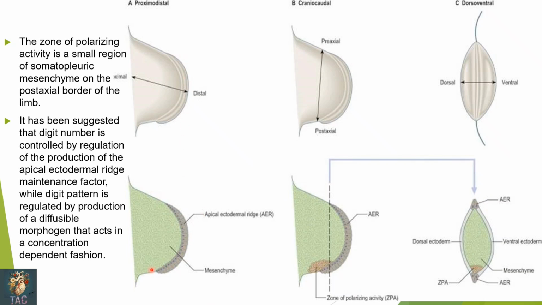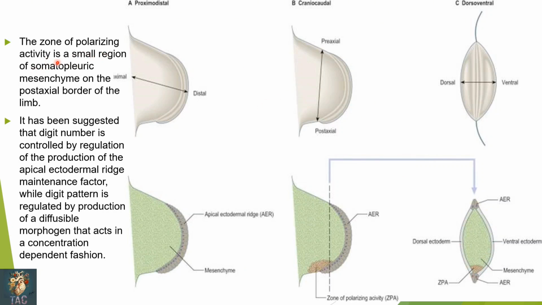Another important thing which you can see over here is the zone of polarizing activity. These are the cells which are present at the post-axial border, the very important cells which maintain the anteroposterior axis, craniocaudal axis of the limb development, and also maintain the number of the digits and development of the thumb. Then the dorsoventral axis, also called the anteroposterior axis, is formed, and the surface ectodermal covering will define their development. So these 3 axes are very important.